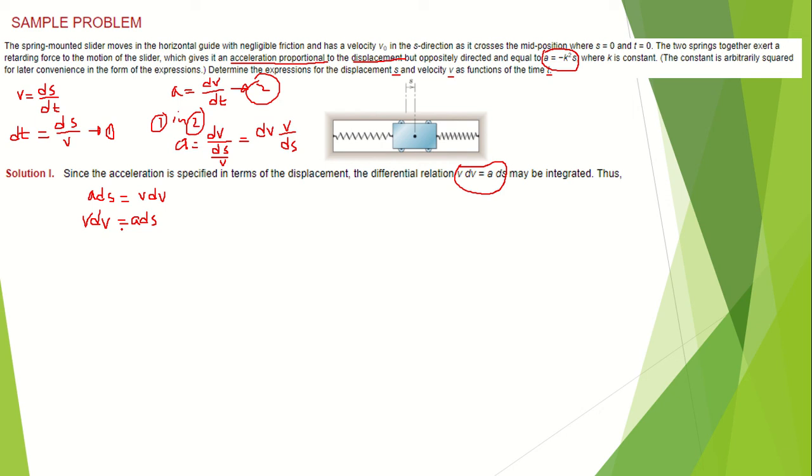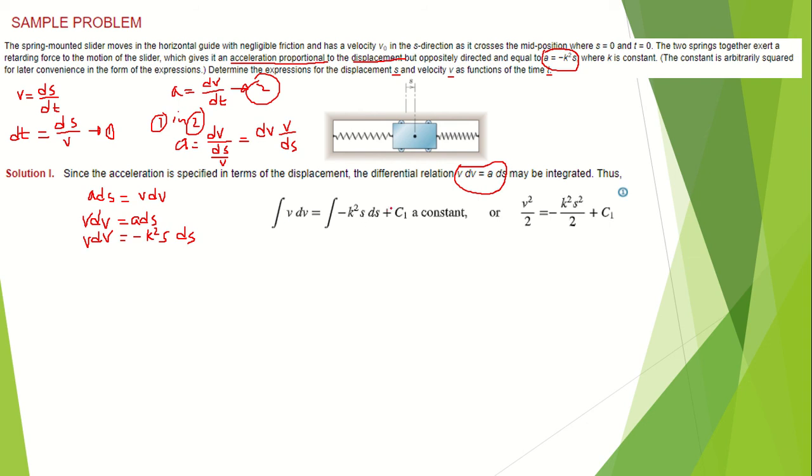Then substituting the value for a, where a is equal to minus k squared times s. So that is for our a, but we have ds also. All right, so we have ds and we have v dv. Now when you integrate both sides, what will happen is something like this.